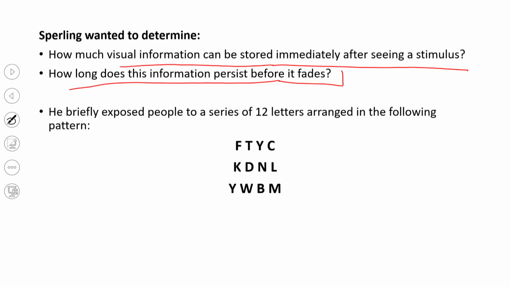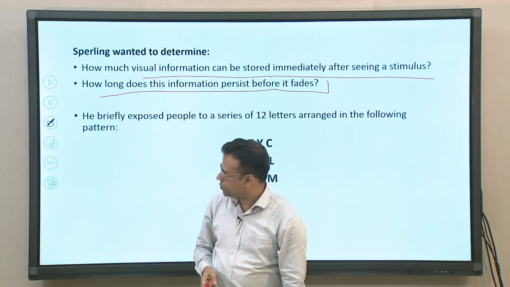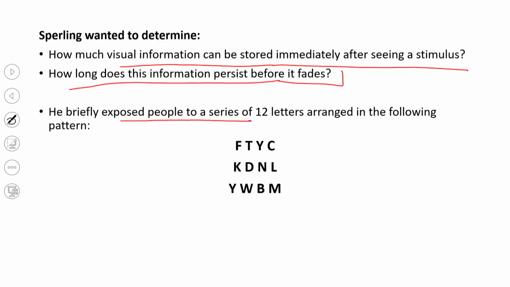Obviously, when it goes to short term memory, that is a different story, but when it is in the sensory memory, for how much time it stays and how much capacity it has in terms of storing information. So, these are the research questions he was interested in, and he did an experiment to find out the answer. He briefly exposed participants to a series of 12 letters arranged in the following pattern. So, he used this kind of stimuli where 12 letters are arranged like this in 3 rows. These are all English letters randomly arranged in the 3 rows. So, he exposed participants to this type of stimuli.